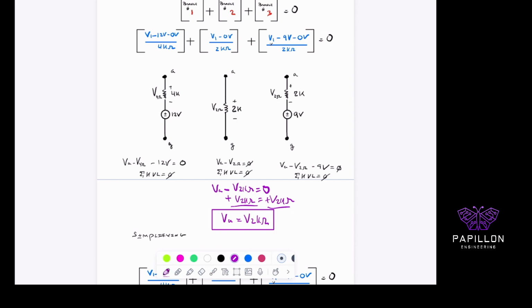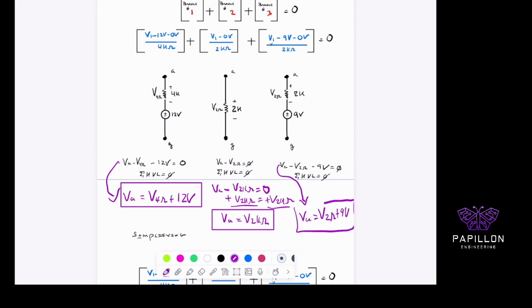Well, let's look at this algebraically. If we solve for VA over here, VA will equal V of the 4 ohms plus 12 volts. It's pretty wild, isn't it? So this is what we should expect that solution to be. And same if we look at this branch over here as well, we should expect that VA is going to equal V of the 2 kilo ohms plus the 9 volts. This is super important for the practical understanding of this, and hopefully this concept of a node is no longer frightening.